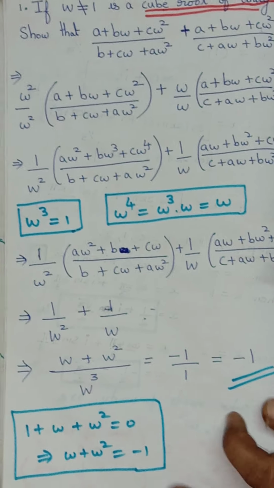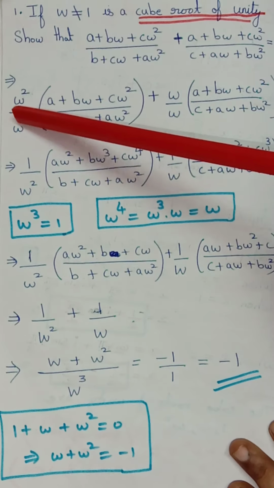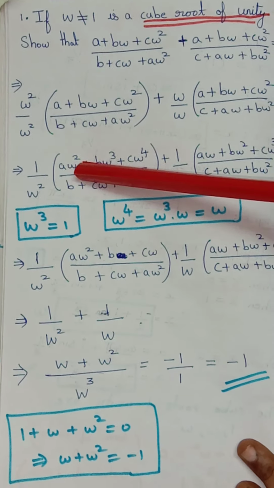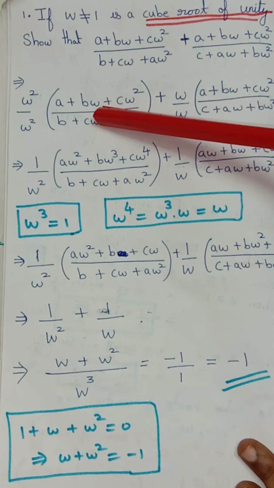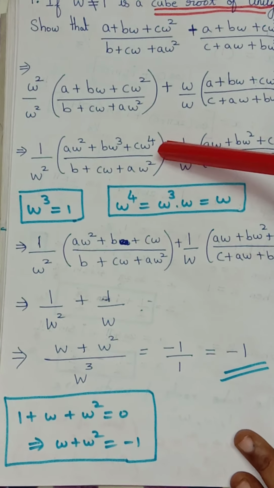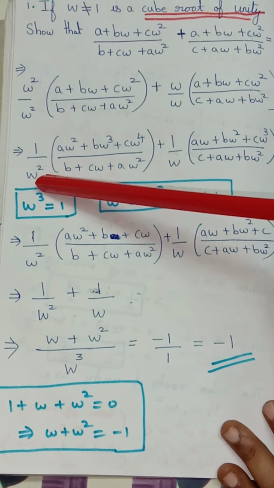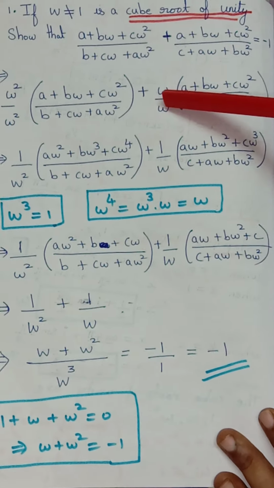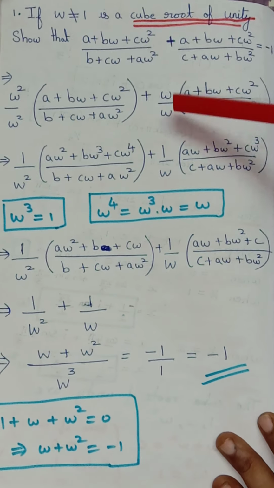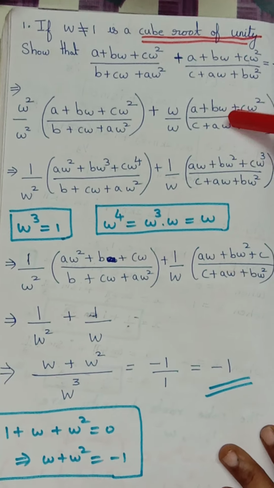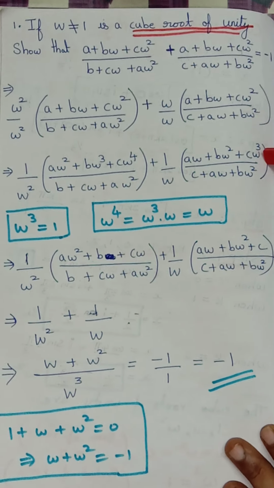Now let us proceed further. Let me take this omega square inside. So what I will have: a omega square plus b omega cube plus c omega to the power 4. This 1 by omega square, let me have it as it is. In the same manner, let me take this omega inside. So what I will have: a omega plus b omega square plus c omega cube.